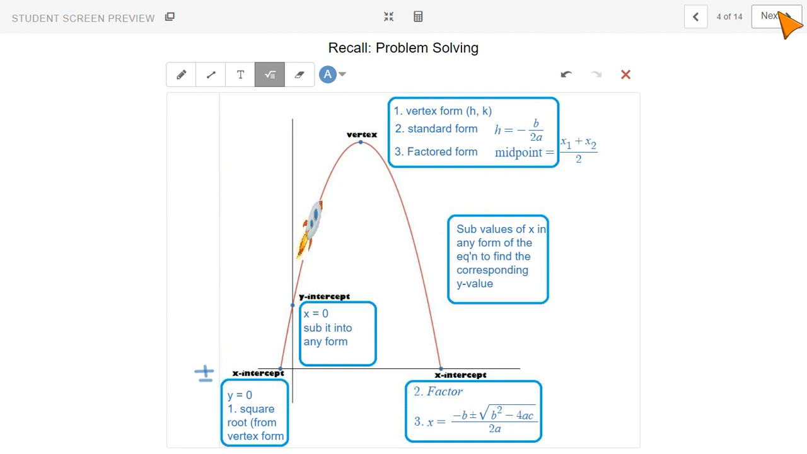Okay, so that is it for the summary on problem solving and quadratics. Now you're going to use all of this information and apply it to different scenarios.